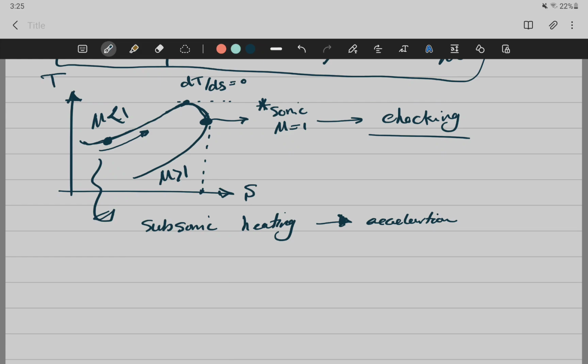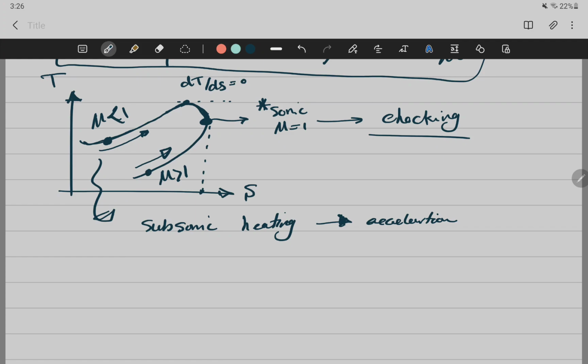And this other line is going to represent the supersonic flow. So we are going to have the reverse effect on a supersonic flow, right? By heating, yes.